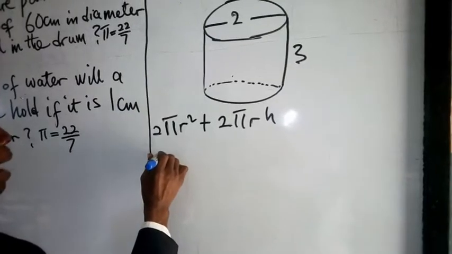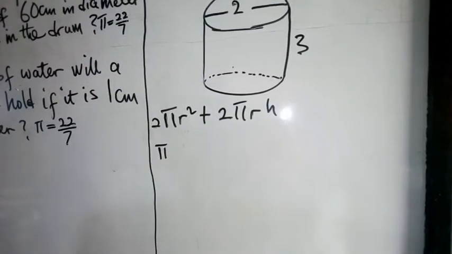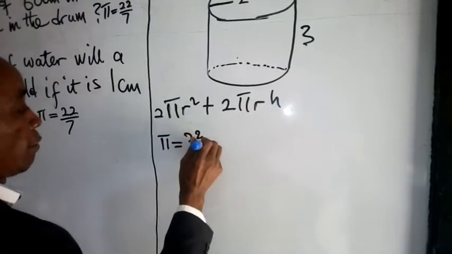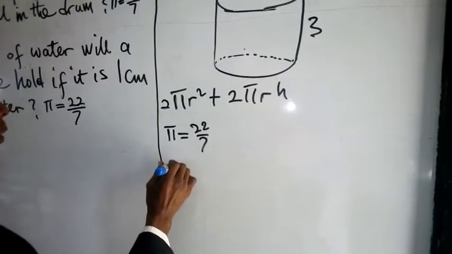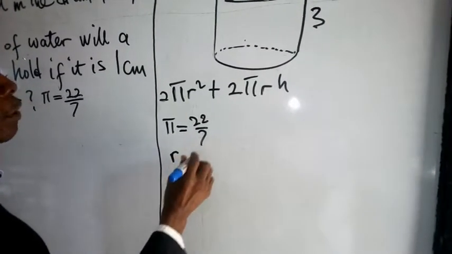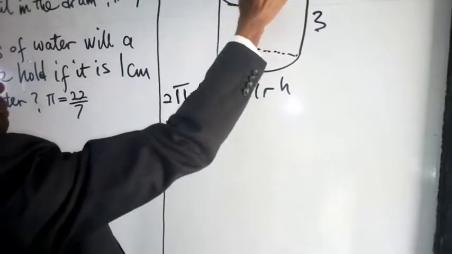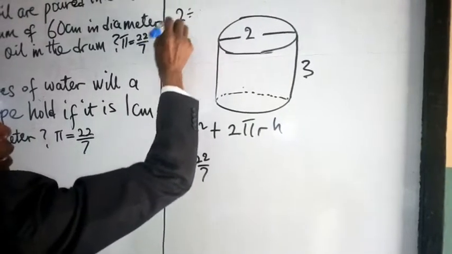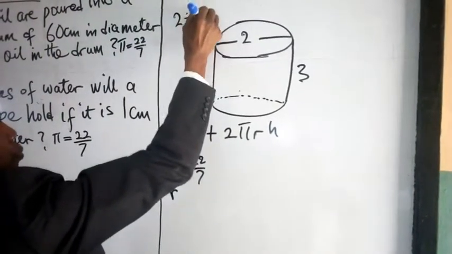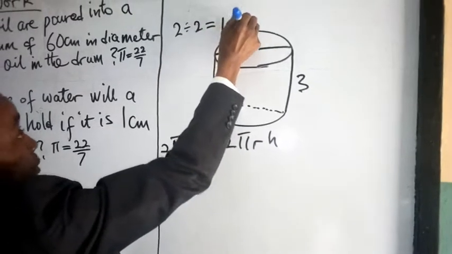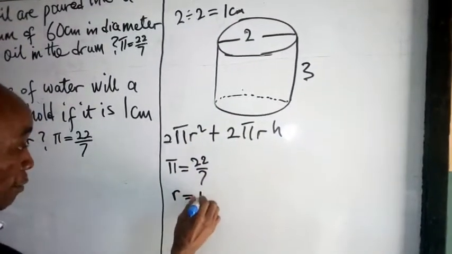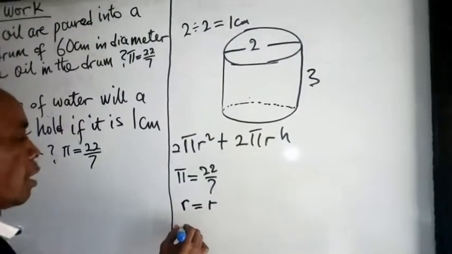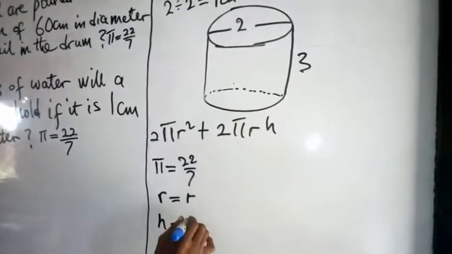So pi is to be taken as 22 all over 7. Remember, the value of pi was 22 all over 7, and then radius. Even though the diameter is given, we can divide the diameter by 2 as we did last time, as in 2 divided by 2, that will give you 1, so 1 cm for the radius. So we can now say radius is equal to 1. And then what are we going to do? The height of that cylinder is 3.